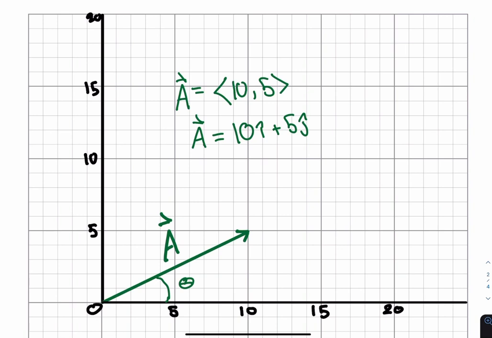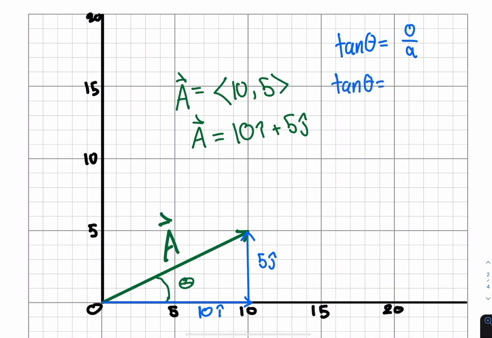Now, using trigonometry, we can find out what that angle is. The tangent of any angle is equal to the opposite over adjacent side. For this, we can treat 5j as the opposite and 10i as the adjacent. This means that tangent theta is equal to 5 over 10.